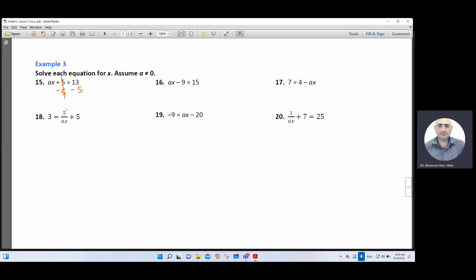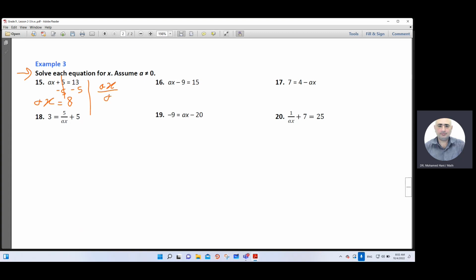Write with me, please. Write the question and write the example. This is on the board. So in the first side, we have ax equals 13 minus 5, which is 8. Then we want to remove a from this side to keep the variable alone. To remove a, what is the operation between a and x? Multiplication. Take the opposite. What is the opposite of multiplication? Division.